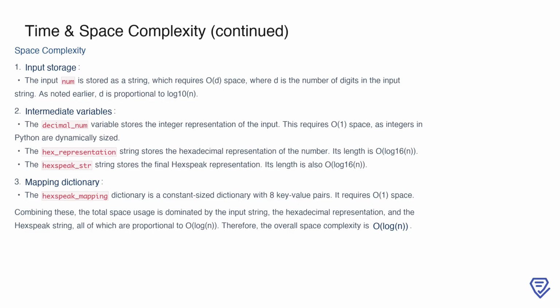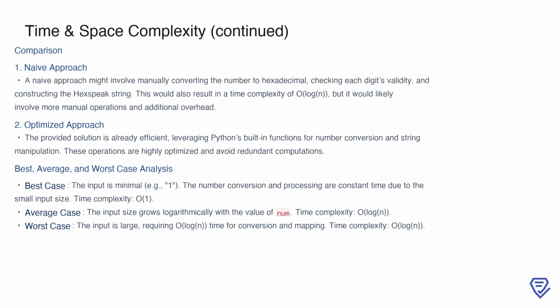Similarly, the final Hexspeak string, which is derived from mapping the hexadecimal characters, also has a length of O(log16 n). Additionally, the Hexspeak mapping dictionary is constant-sized with only 8 key-value pairs, requiring O(1) space. Combining these, the dominant space usage arises from the input string, hexadecimal string, and Hexspeak string, all of which scale as O(log n). When comparing approaches, a naive solution for Hexspeak might involve manually converting the number to hexadecimal, validating each digit, and constructing the output string.